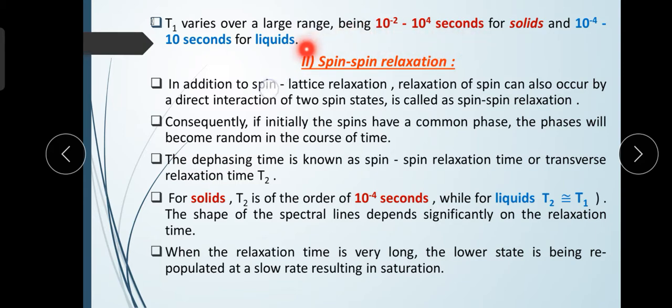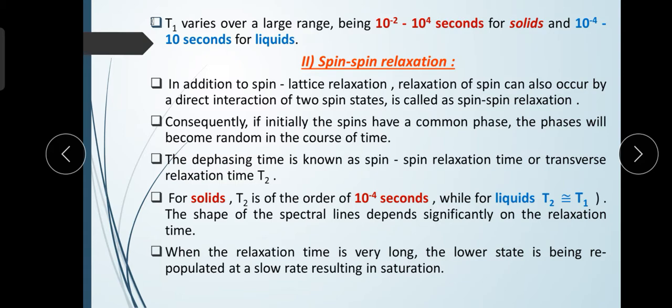Now the second interaction is the spin-spin relaxation. In addition to the spin lattice relaxation, relaxation of spin can also occur by a direct interaction of two spin states. It's called spin-spin relaxation. That means we know that there are two spins, and there is a transfer of energy.